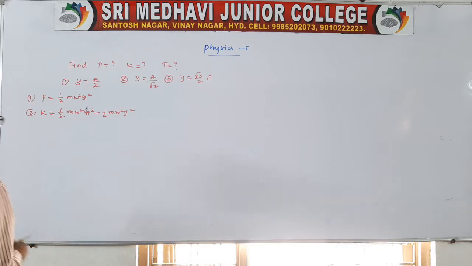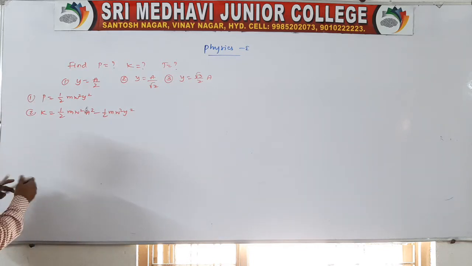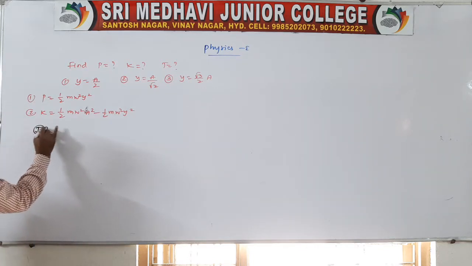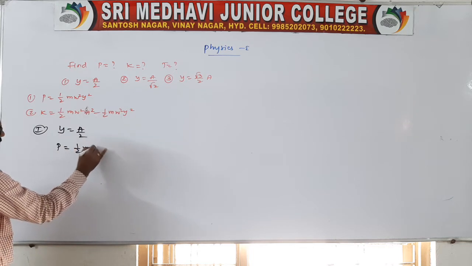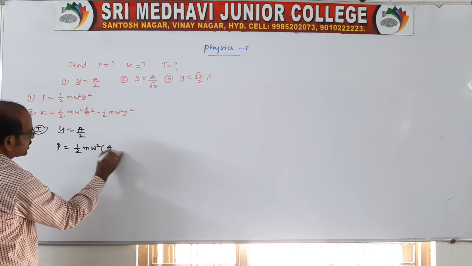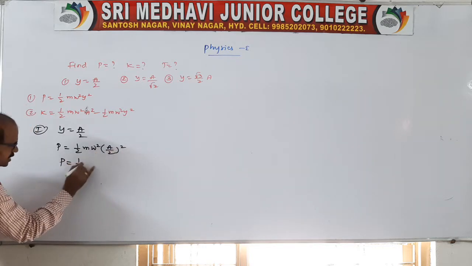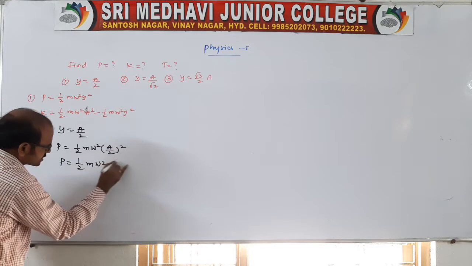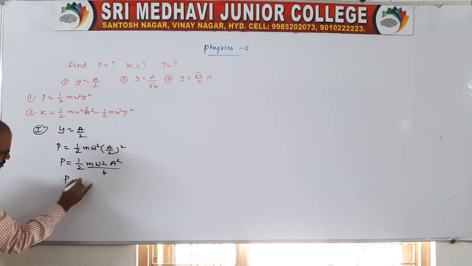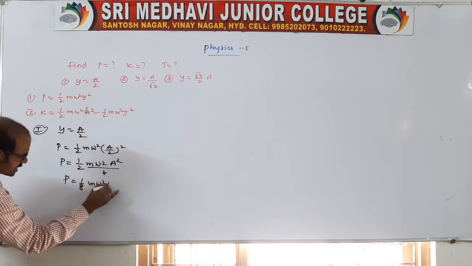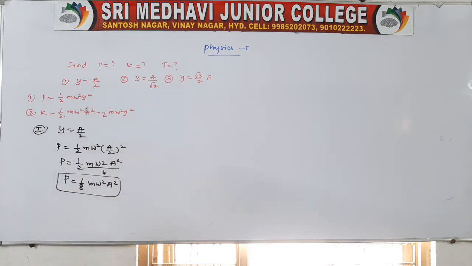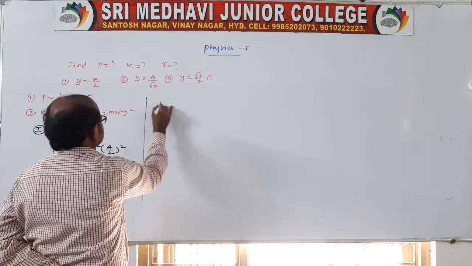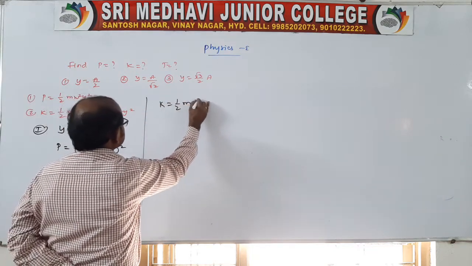Let us take the first case, displacement y is equal to half of the maximum amplitude. For that situation, the potential energy will be half m omega square, with y as a by 2 whole square. So potential energy will be m omega square a square by 4. So that is equal to 1 by 8 m omega square a square when the displacement is half of the maximum amplitude.